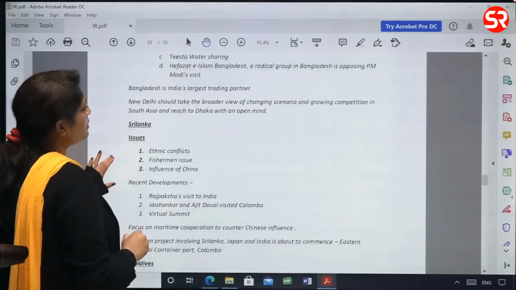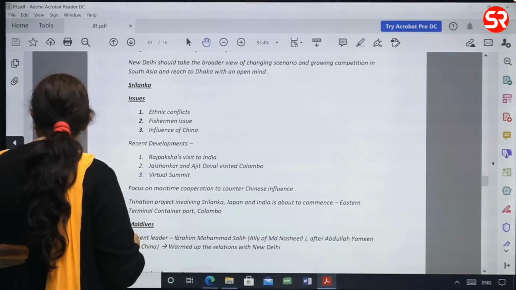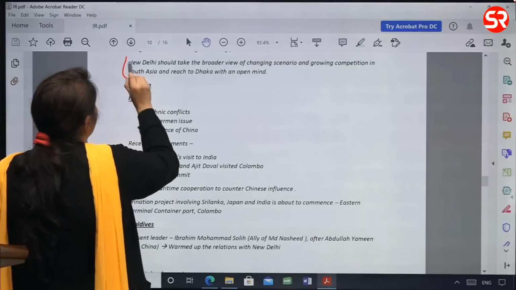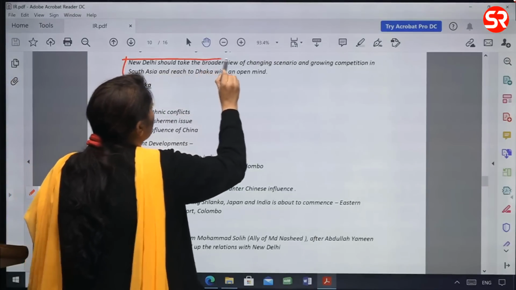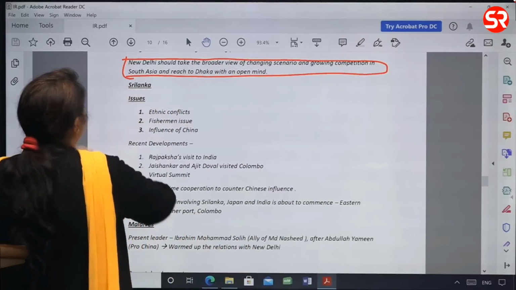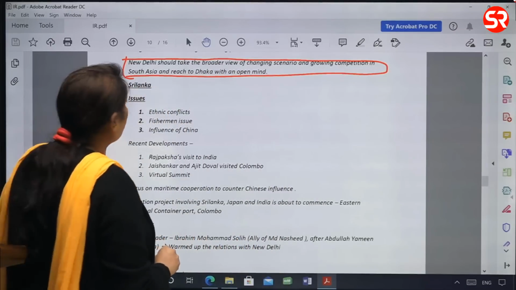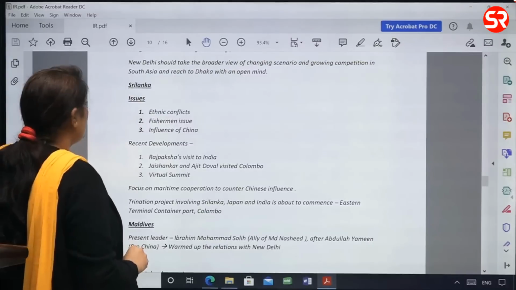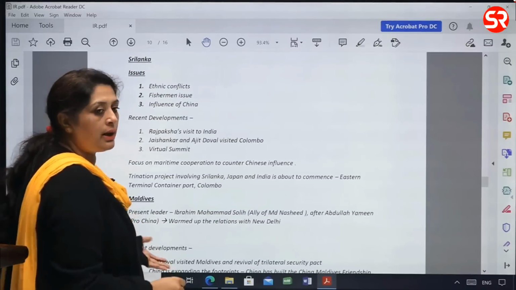What should New Delhi take? The suggestion is: New Delhi has to take the broader view of the changing scenario and the growing competition in South Asia and reach out to Dhaka with an open mind. Now, next is Sri Lanka.